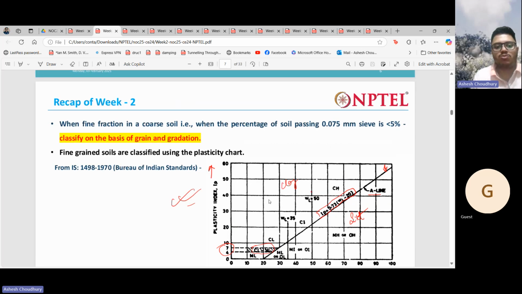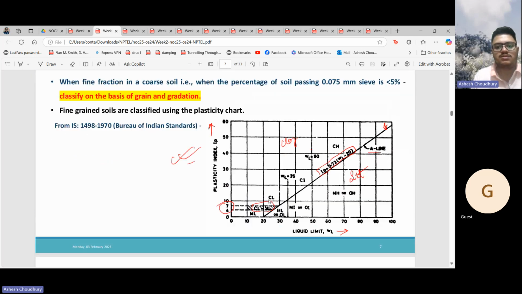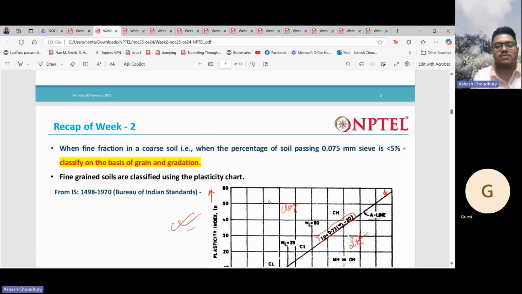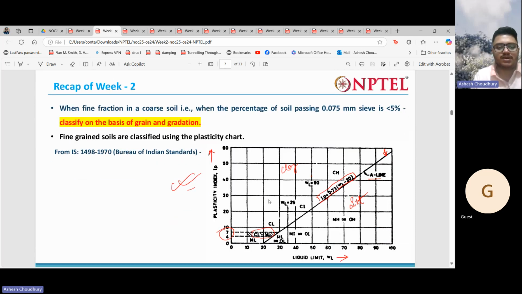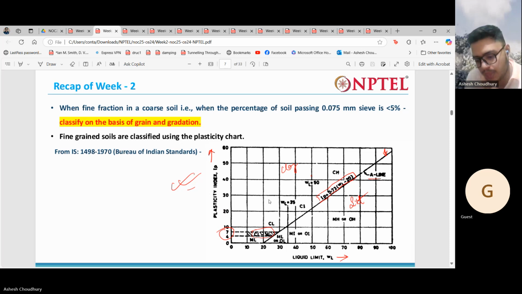Where the fine fraction in a coarse soil, that is, when the percentage of soil passing the 75 micron sieve is less than 5%, classify on the basis of grain gradation. So if more than 50% of the soil is larger than 75 micron, and the percentage smaller than 75 micron is less than 5%, then we classify on the basis of gradation, that is, well graded or poorly graded.